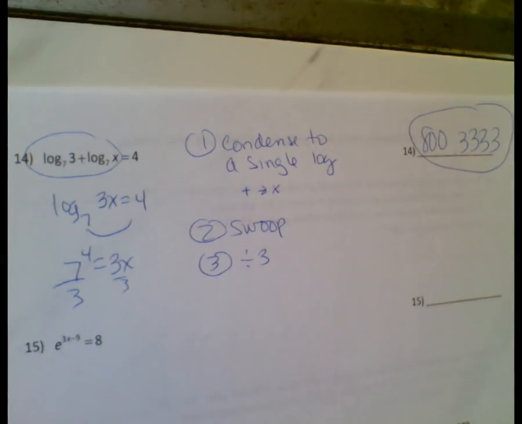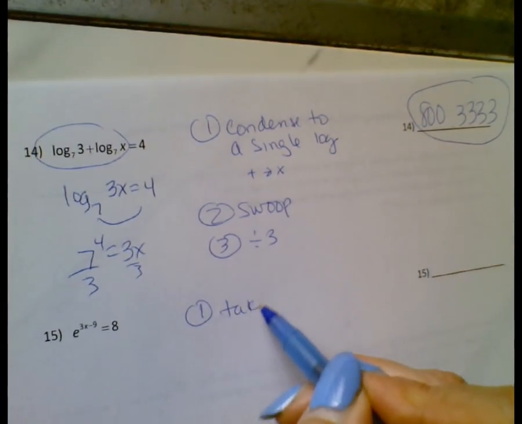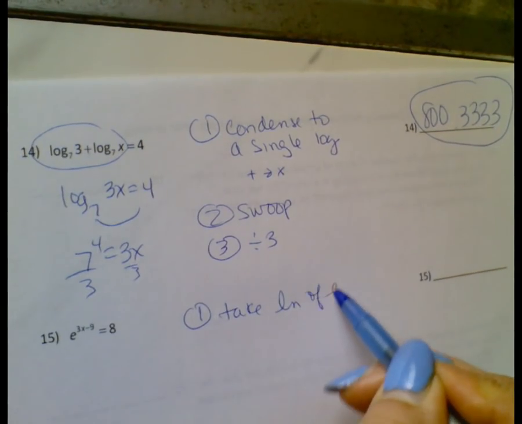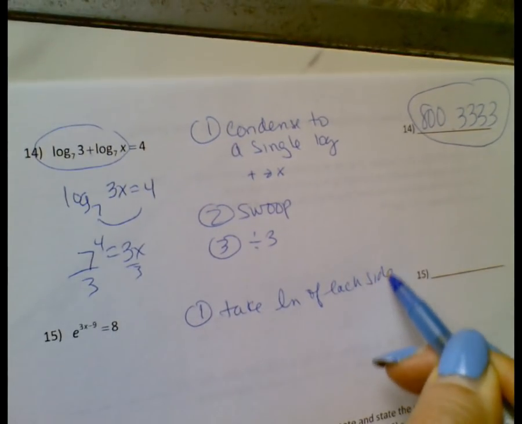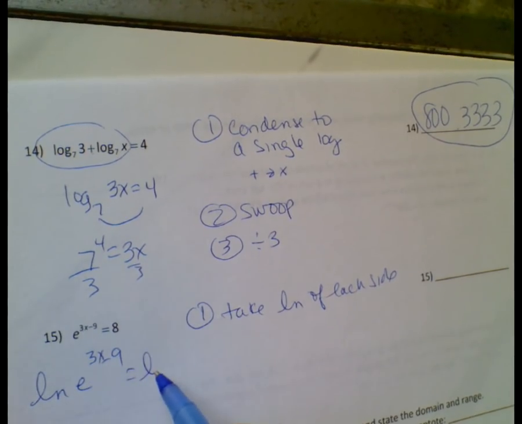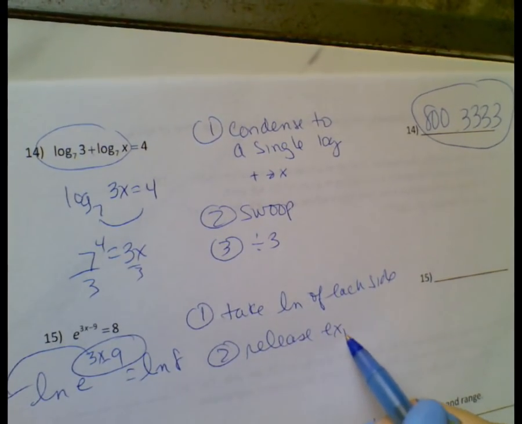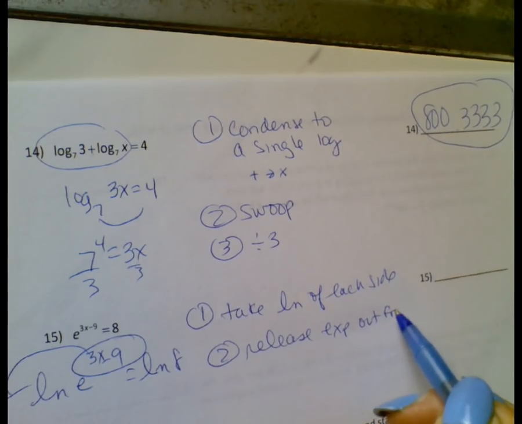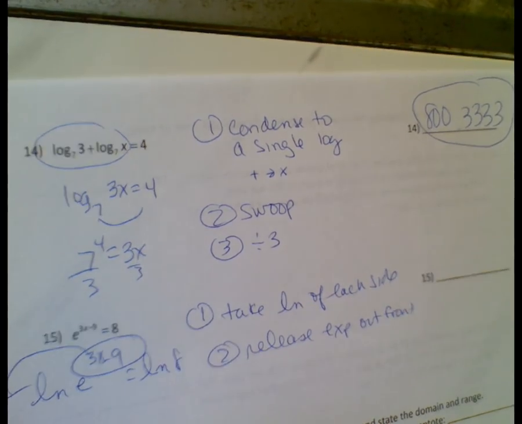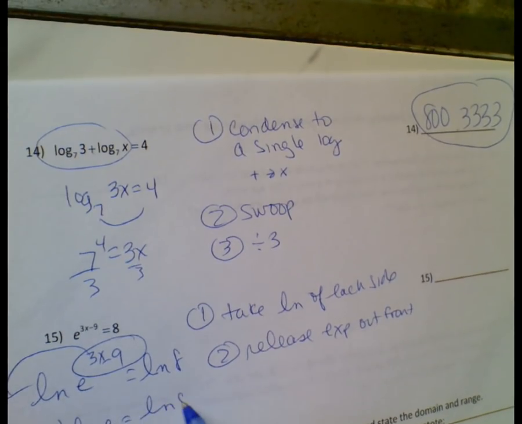This next one, we're going to take the natural log of each side, take the ln of each side. Then we're going to release the exponent. Release exponent out front. So keep it in parentheses, 3x minus 9, natural log of e equals natural log of 8.